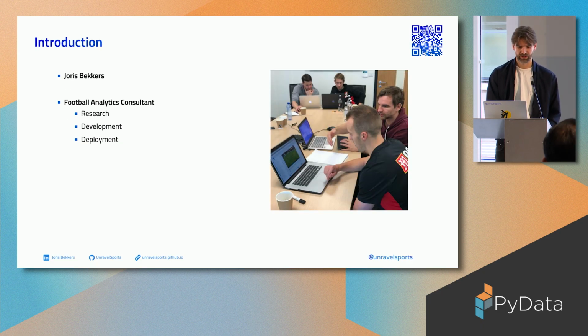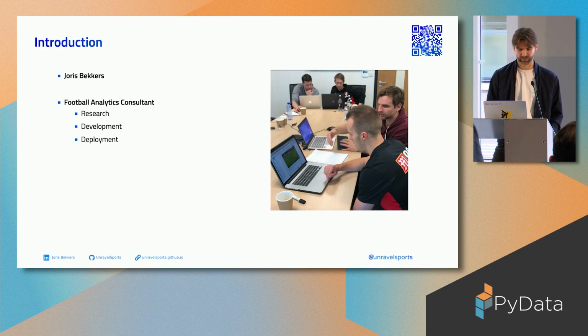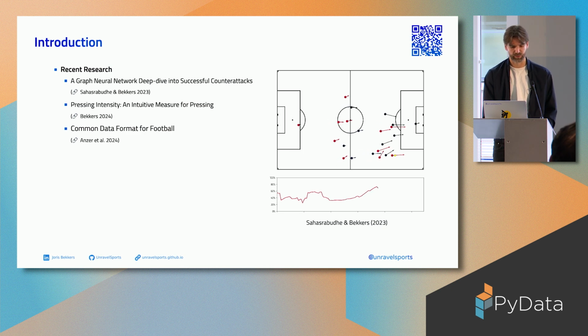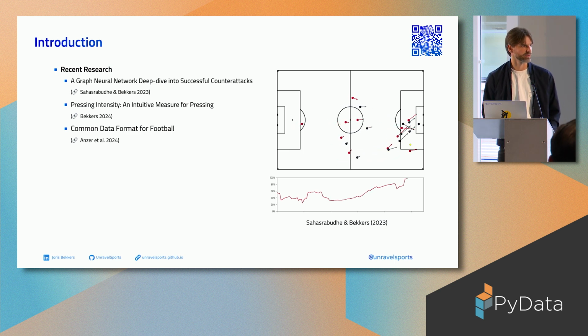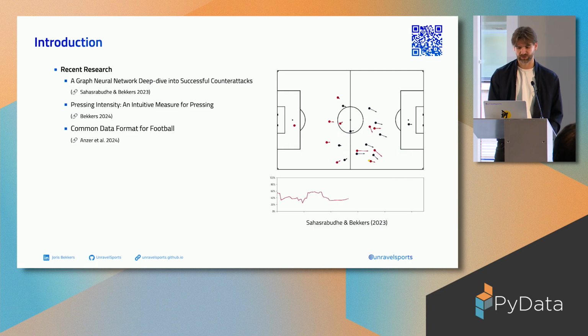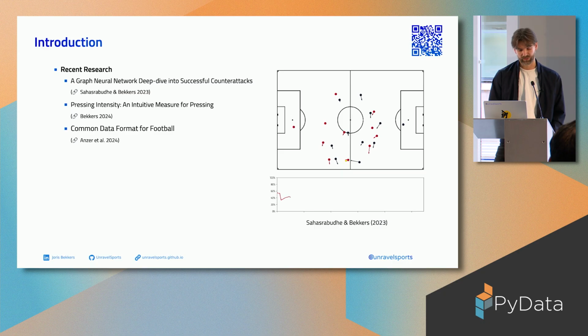So a little bit about me. I'm a football analytics consultant. I've been doing this for about 8 years, and I focus on deployment of actual research. And some of my research includes these 3 research papers. The graph neural network deep dive into successful counterattacks was republished 2 years ago. And the source code for this was made publicly available, also open sourced. And I turned that into a Python package so that everyone could try and replicate and make a better model than I did. Than we did, I should say.